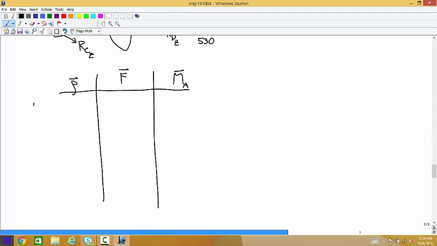So I'll start with this force RC. That's at the origin, so the rho vector is 0. The force vector is 0, RCY, RCZ. And the moment is 0.